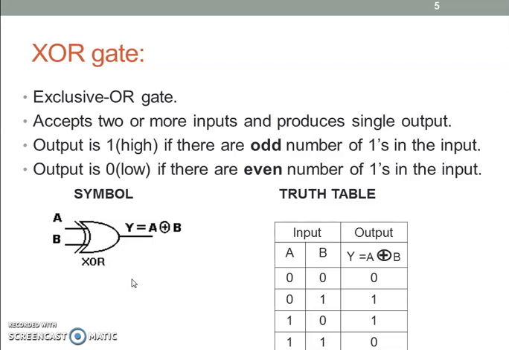Move on to the third type of derived gate, the XOR gate. The XOR gate is also called the exclusive OR gate. It is different from the OR gate. It accepts two or more input signals and produces only one output signal. The output of the XOR gate is 1 if there is an odd number of ones in the input signal, otherwise the output is low. Meaning if the input consists of an even number of ones, at that time the output is low, meaning 0.